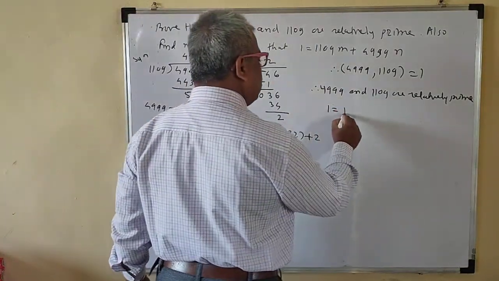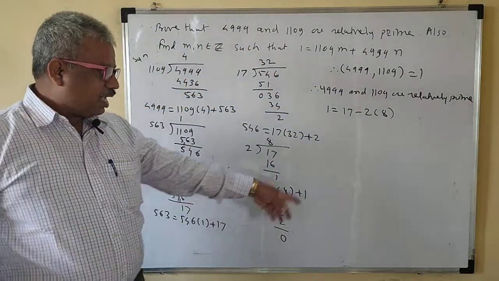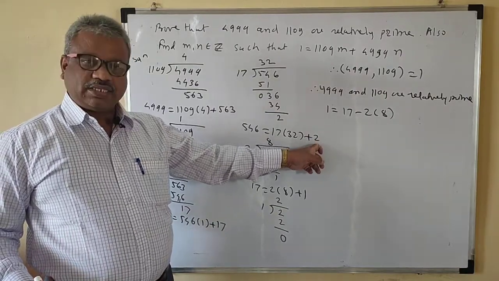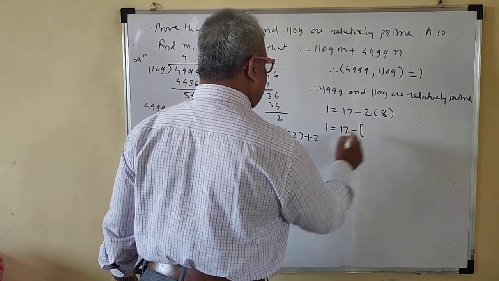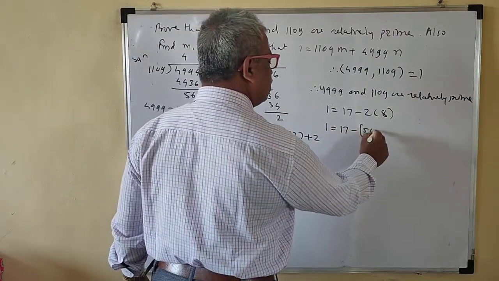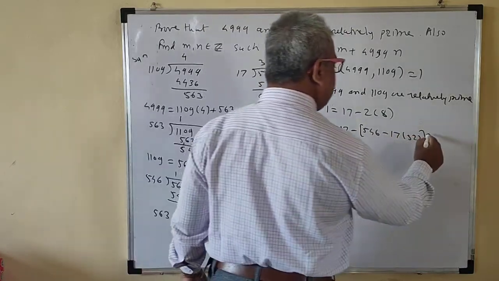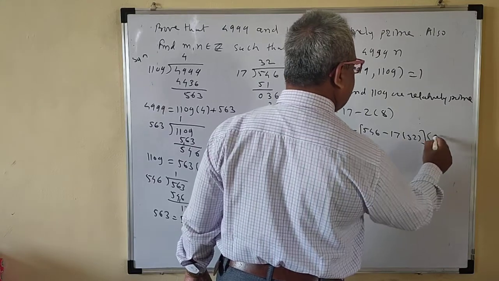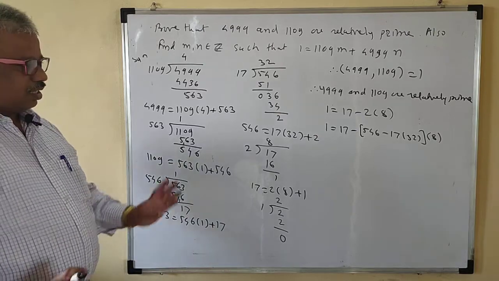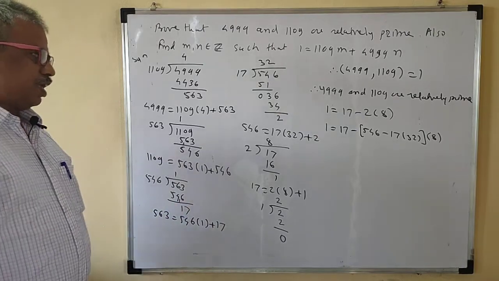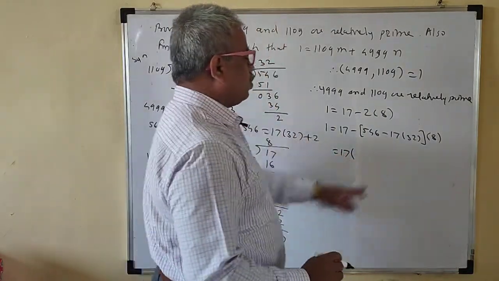So this is 17 minus 2 into 8 now. Then your next remainder is 2. Put the value of 2 here. So 17 minus, the value of 2 is 546 minus 17 into 32. You have to take the number in the bracket now. Take care of that number in the bracket. The numbers in the bracket are the numbers; others are not numbers, they are just figures. So note that. Then this is 17 into, so this is 32 into 8.